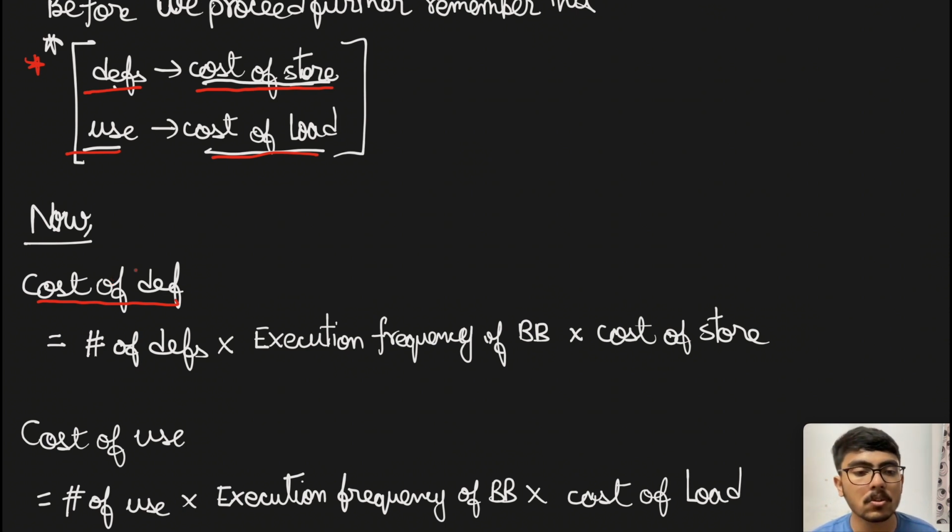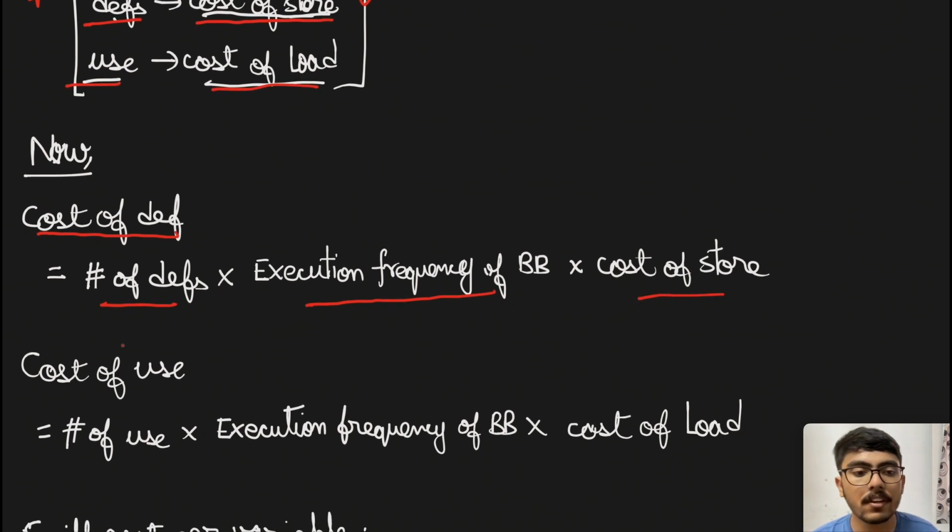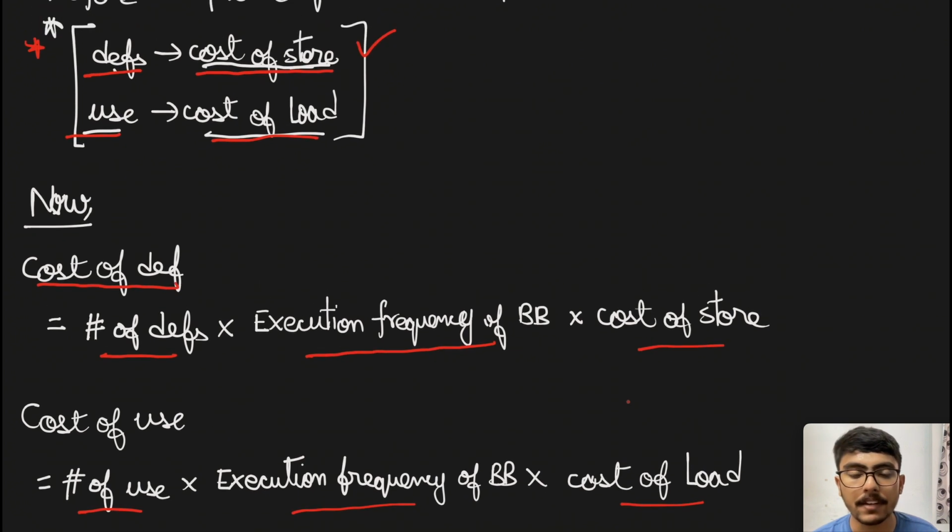So in order to do that, we'll just multiply the number of defs, that is the number of definitions for that particular variable, execution frequency of the basic block, and the cost of store. As you can see that defs was linked to store, so we will use store here. Then we will find out the cost of use, which is the number of times used for a particular variable, execution frequency of the basic block, and cost of load. Don't worry if you didn't get it, I will explain it with an example so that it makes much sense and becomes clear to you.